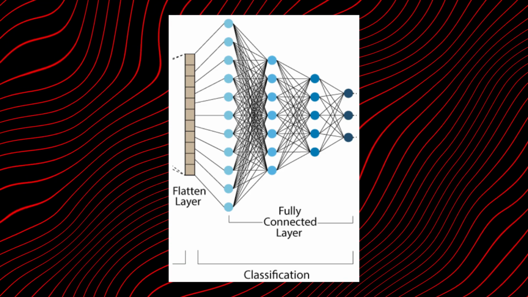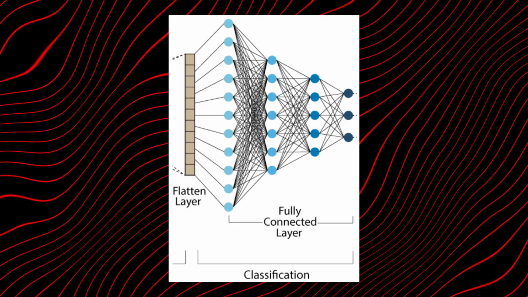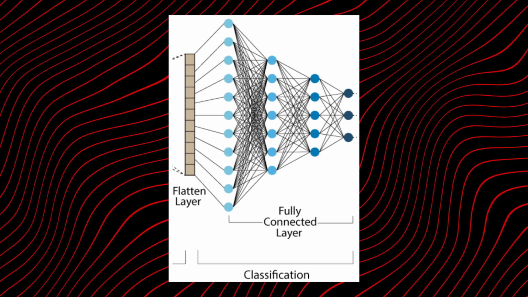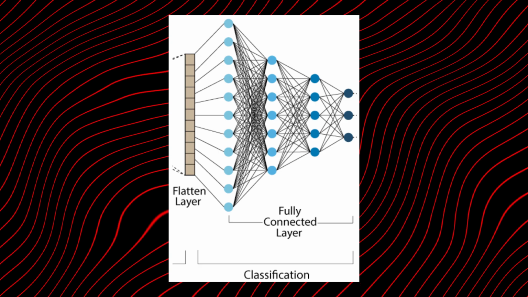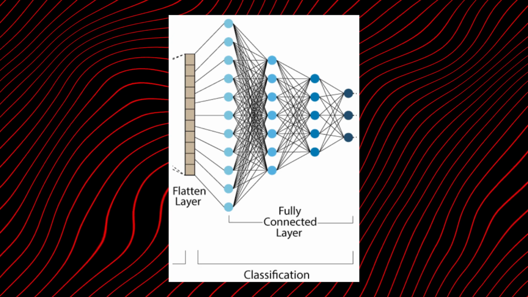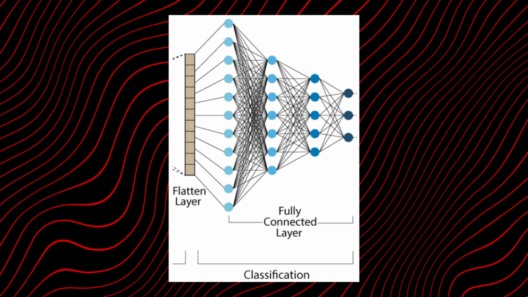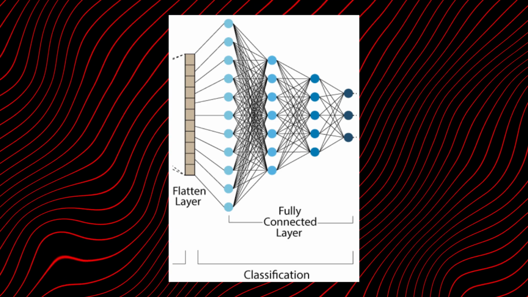A flattened layer converts the multidimensional output of the convolutional layer into a one-dimensional vector, making it compatible for the subsequent fully connected layer. This transformation ensures that every activation can be connected to each neuron in the fully connected layer, maintaining the dense connectivity required for further processing and learning.